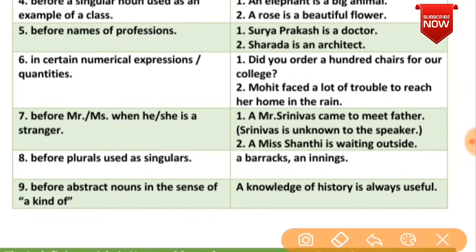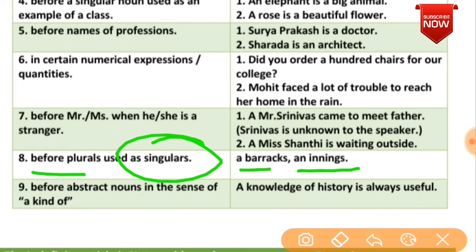Before Mr. or Miss, when he or she is a stranger. Mr. Srinivas came to meet father, but here Srinivas is unknown to whom? To the speaker. And next, second example: a Miss Shanti is waiting outside. She is also a stranger here. Next, rule number 8, before plurals used as singulars. Plurals are there, but we are using them as singular: barracks and innings, you listen to the commentary many times.